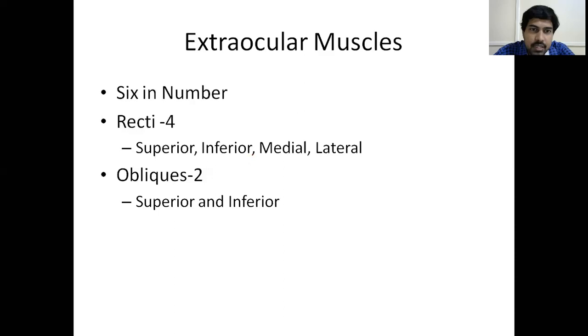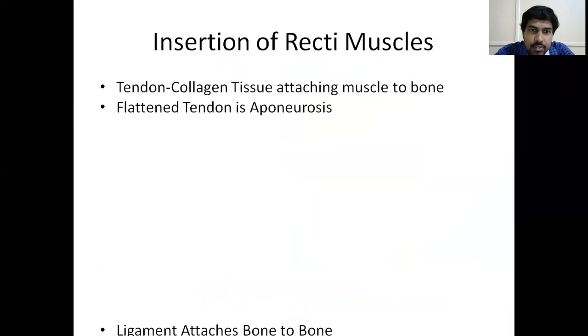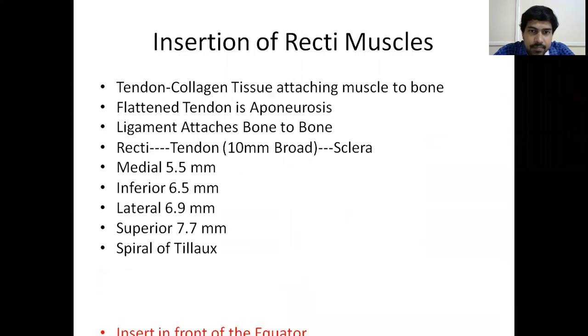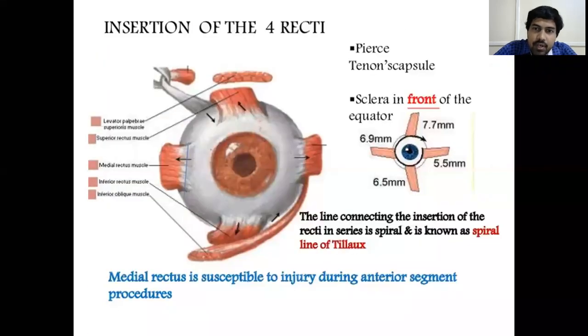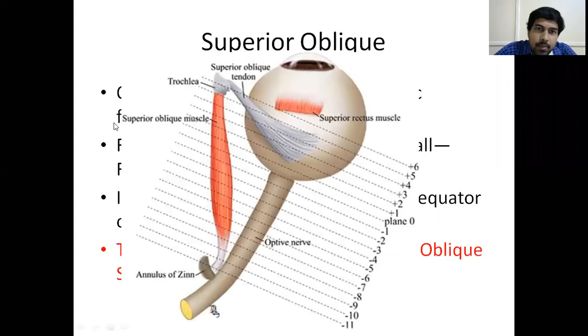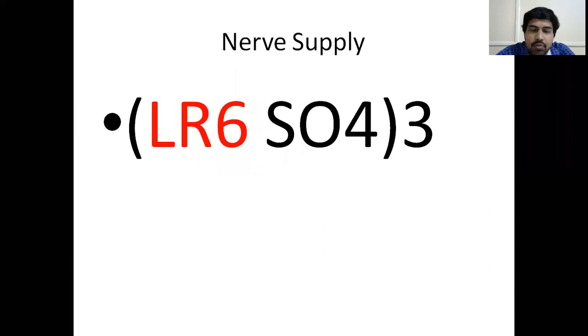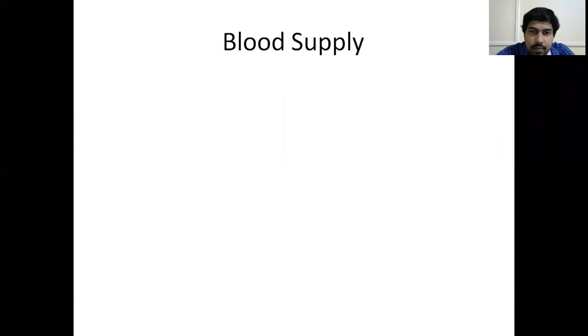There are extraocular muscles, recti and obliques. Hope you all might have studied something. And this one is the spiral of Tillaux, which I told you last time. This is the superior oblique. It has a trochlea, which is the functional origin of the muscle. This is the nerve supply, LR6, SO4, whole thrice. Lateral rectus is supplied by the 6th nerve, superior oblique by the 4th cranial nerve, and the rest of the extraocular muscles by the 3rd cranial nerve.